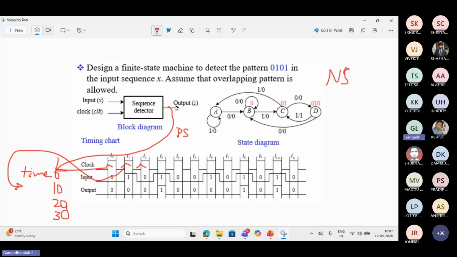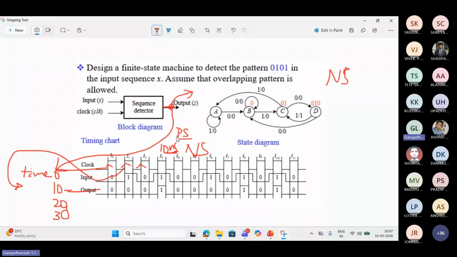So now let's say I measure the output at 0 nanoseconds. I say it is the present state. Let us say I measure the output at the same node, at the same point, but at 10 nanoseconds. So this is called the next state. Are you able to understand? Literally what I'm trying to tell you is present state and next state are the values available at the same node, but at a different instant of time.